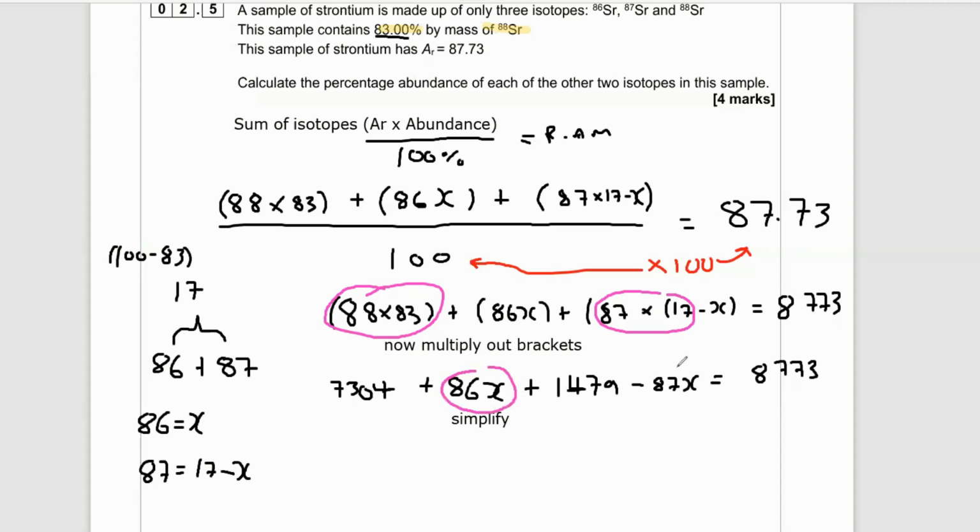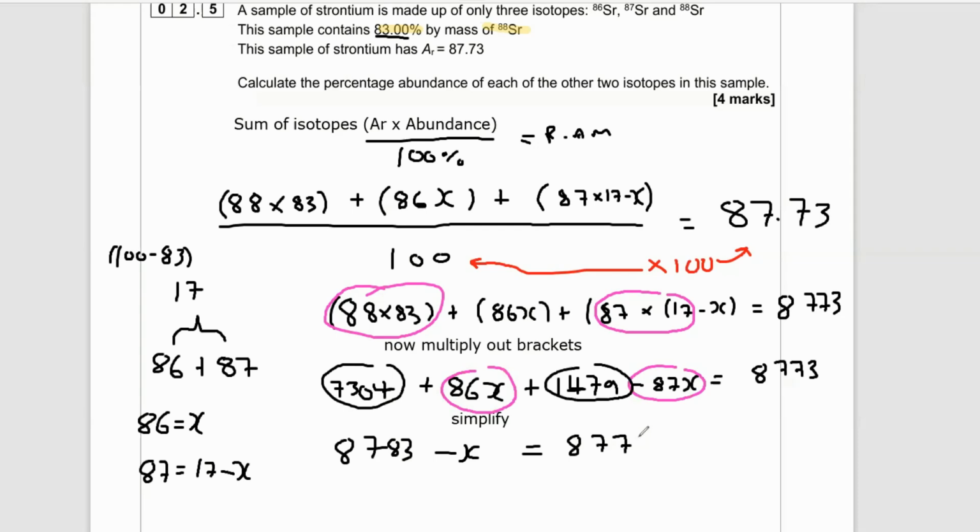So let's take the 7,304. Well, first of all, we can take the 86X and the minus 87X, and that's going to give us minus 1X. If you do 86X minus 87X, you got minus 1X or minus X. Now let's add together 7,304 and 1,479, and that gives us 8,783 minus X equals 8,773. Now we want to leave the minus X on its own.